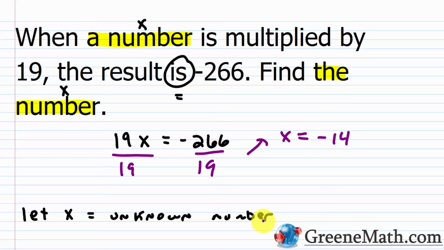So again, find the number. It's going to be negative 14 because when negative 14 is multiplied by 19, the result is negative 266. That's true. So negative 14 is my unknown number here.